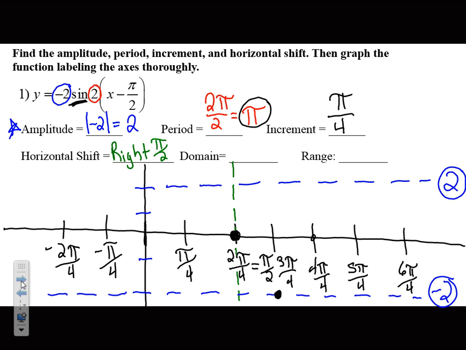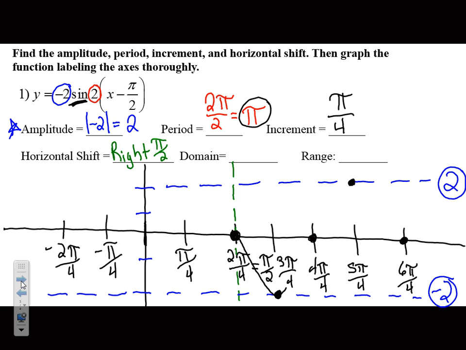Second one, I'm going to go to the middle. Third one, I'm going to go all the way to the top. Fourth one, I'm going to be back down at the middle. I stop and start at the same points. I have 1, 2, 3, 4, 5. I'm good to go here.